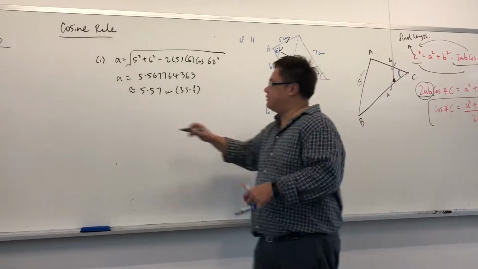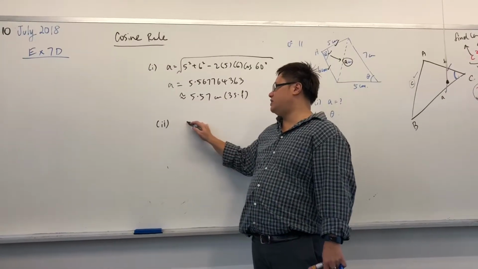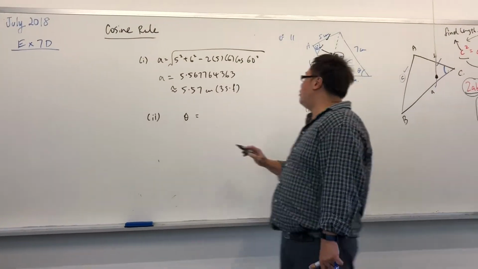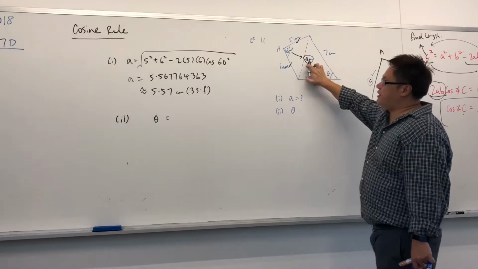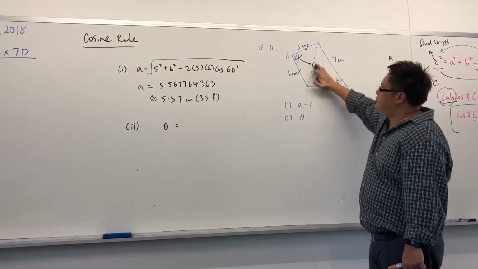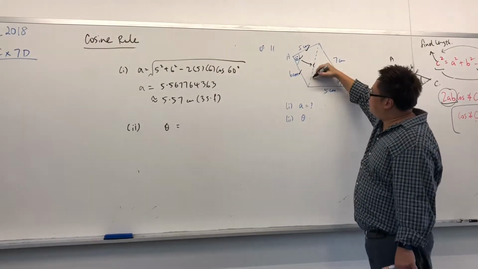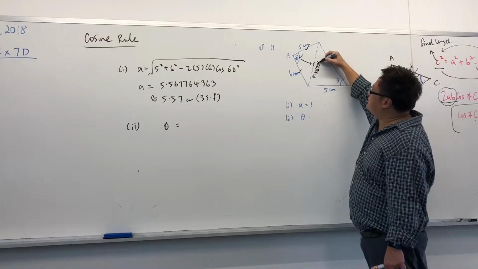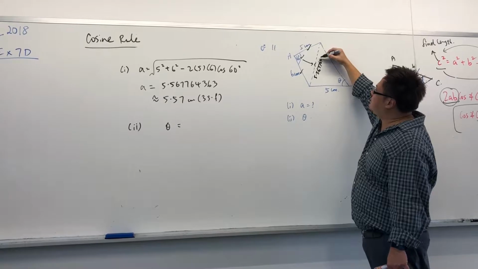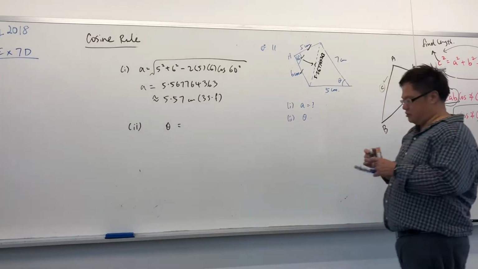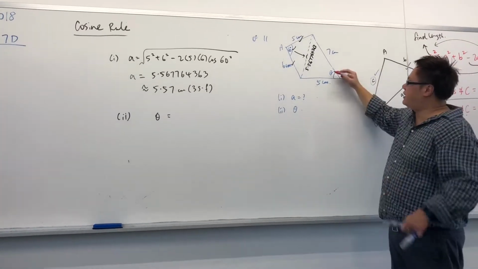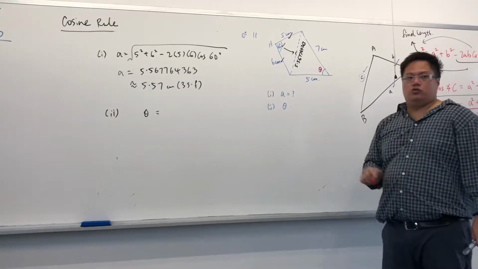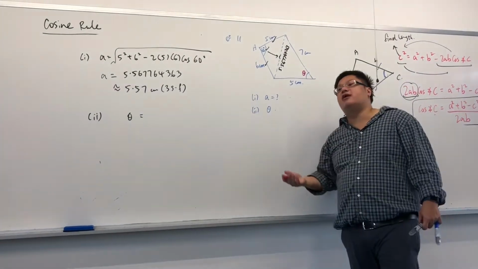Find the value of theta. Find what is theta. Okay, watch here. So what is theta? So over here, I already found a. So what's a? I erase it off. So a is 5.567764363. Okay? So now I'm trying to find theta. I'm trying to find theta. To find the angle, can I use Pythagoras theorem?